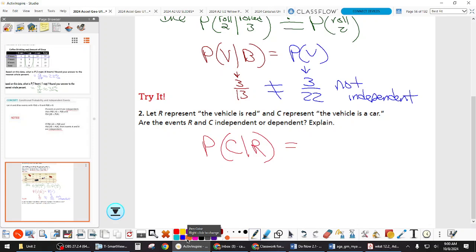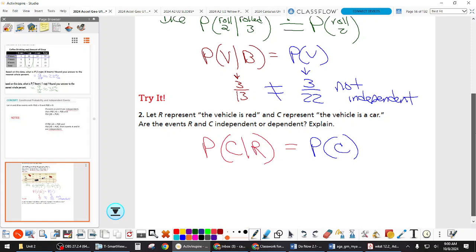Is it P of C or P of R? It's got to be the first one, right? In other words, does knowing R affect C? That's what we're asking, right? The main event that we're caring about is the probability of it being a car. So does knowing that it's red affect that, or is it the same as just the probability of it being a car? Okay, so let's go back up here.